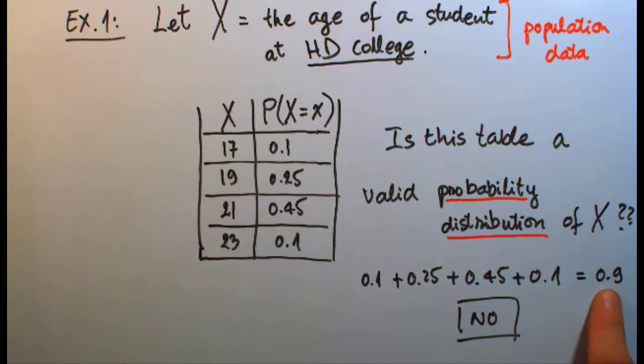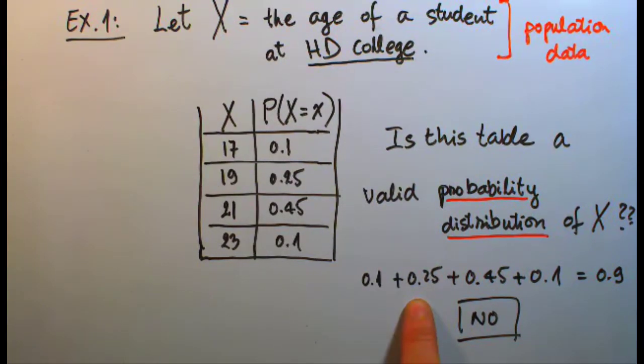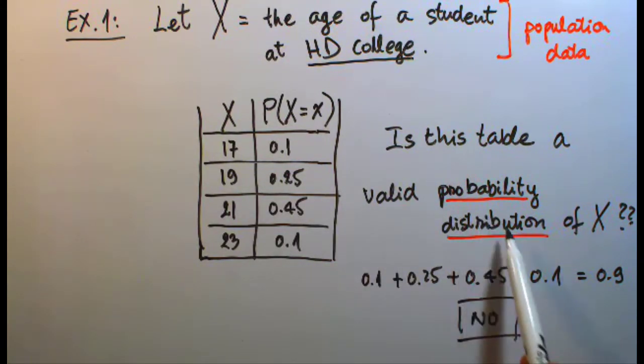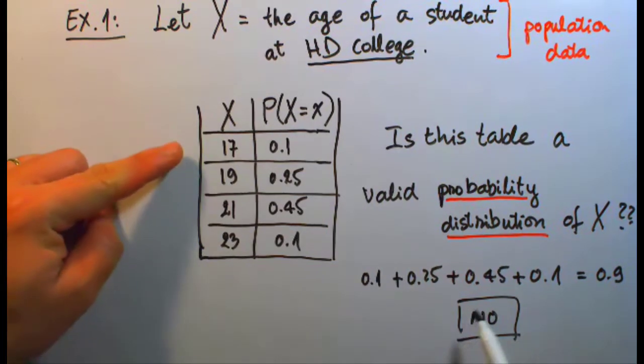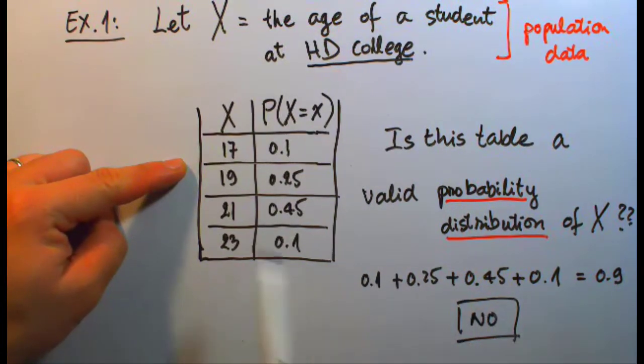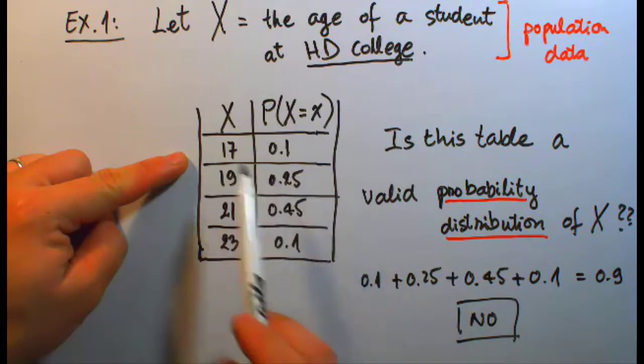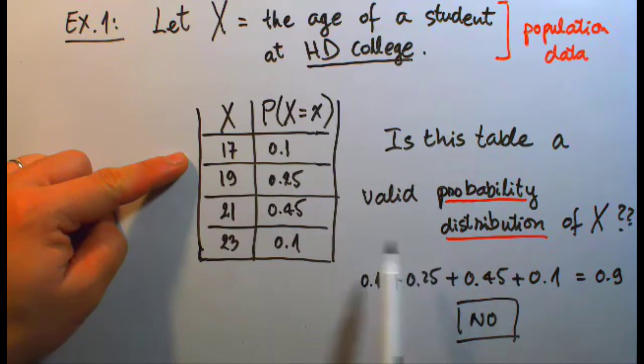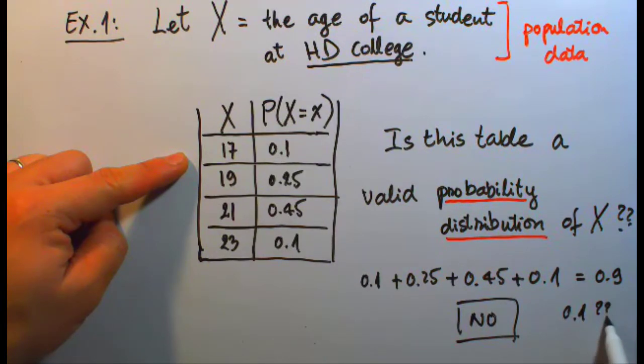We already found that the total of all probability entries added up to be only 0.9. Why did that make this table not a valid probability distribution of x? Because somebody is going to question us: if this is truly a valid probability distribution, then where's that other 0.1 go? Where did that other 10% go? It's missing. 10% of data is missing.